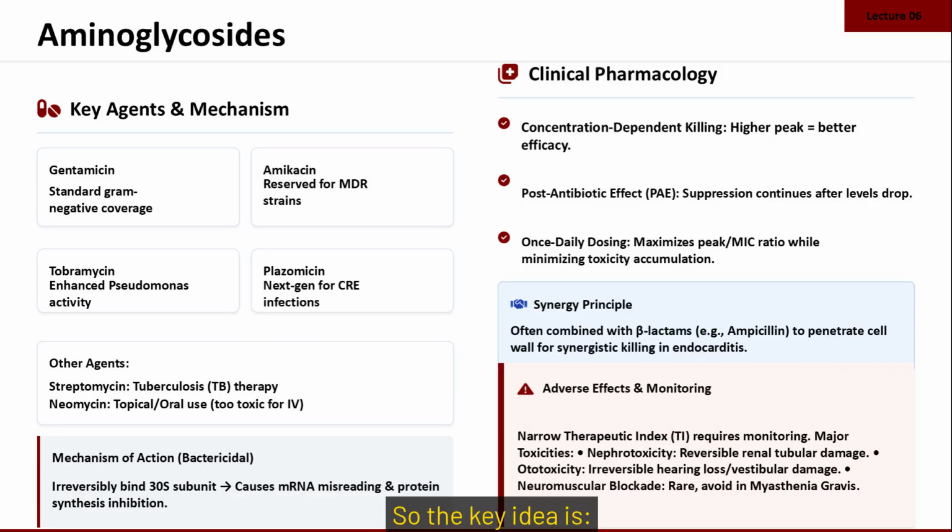So the key idea is, aminoglycosides cause misreading of mRNA and kill bacteria. Strong gram-negative activity; concentration-dependent killing with PAE; but require careful monitoring due to toxicity.